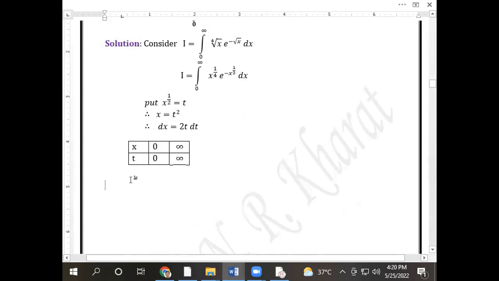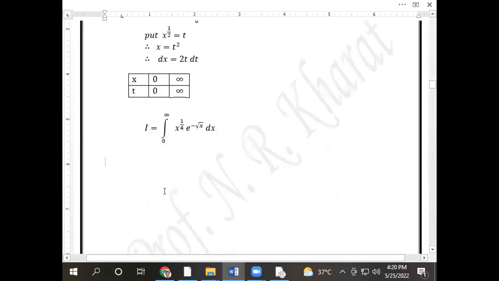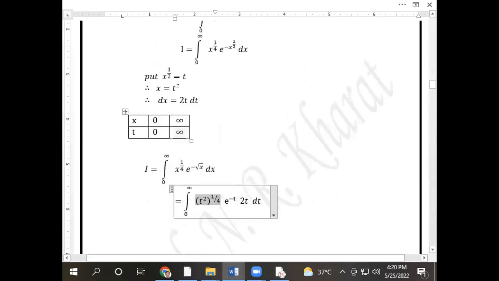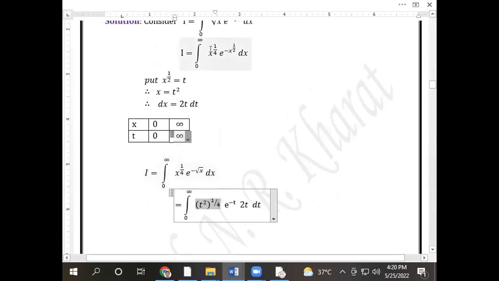So we have to just put the value of x as t square and dx in the given integration. This is the integration in which we have to replace the value of x as well as dx. So the value for x is t square, raised to 1 by 4, t square raised to 1 by 4, and e raised to minus root x. Root x means its index is half.